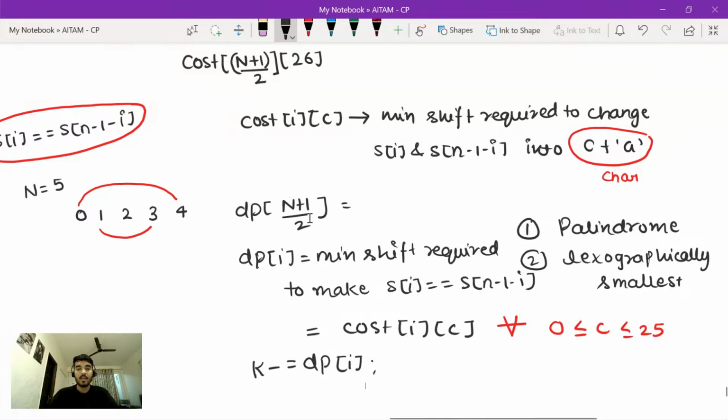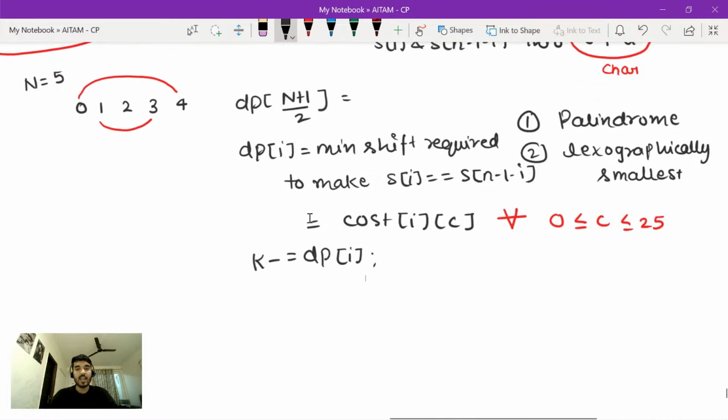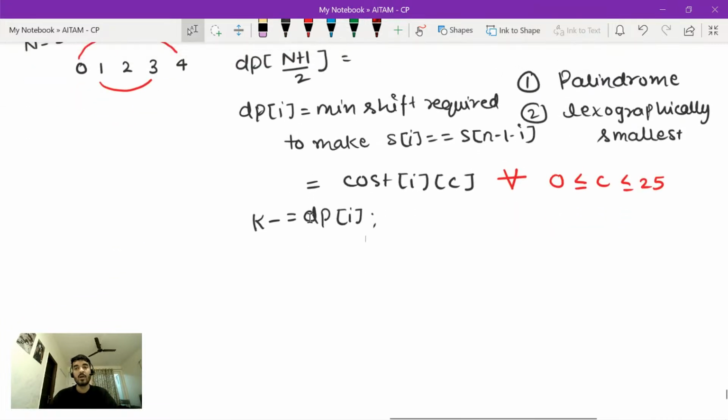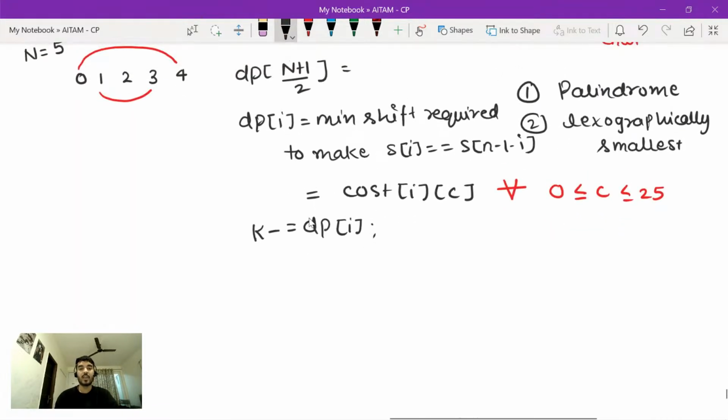Cool. So after the first traversal, I know my string has been converted to a palindrome. Now the next step: if the value of k is less than 0, then it simply means it won't be possible to convert this s into a palindrome. So just simply return an empty string.